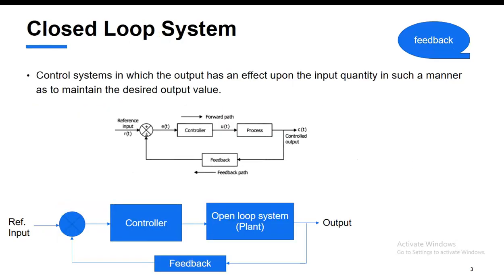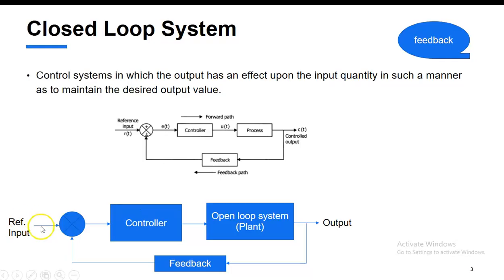What is closed loop system? An open loop system with a feedback is called as the closed loop system. A control system in which the output has an effect upon the input quantity. In such a manner, we can maintain the desired output value.